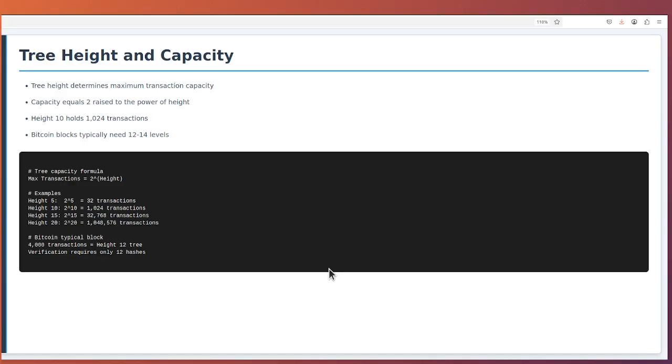In real blockchain implementations like Bitcoin, blocks typically contain a few thousand transactions, requiring a tree depth of only 12 to 14 levels. The verification remains incredibly fast because of this logarithmic relationship between tree size and verification cost.